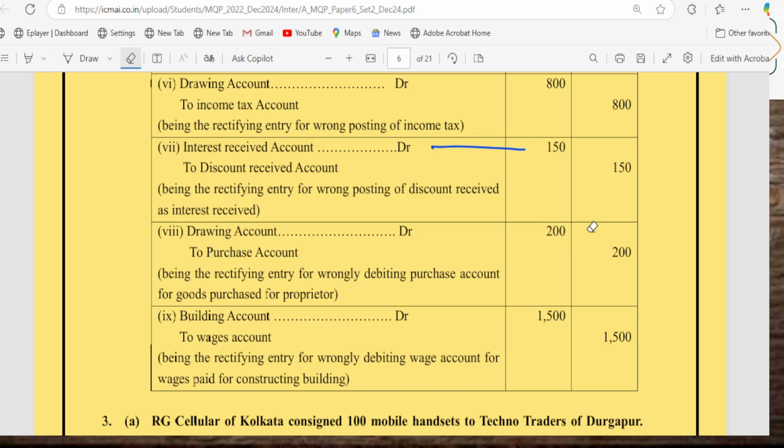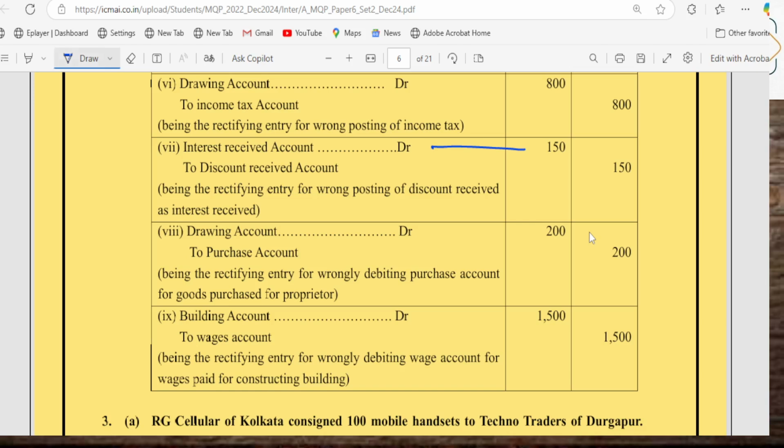When you pay wages for constructing building, the capital expenditure. Wages for constructing building should be debited to which account? Debit it. Wages for constructing building you should debit to which account? Wages construction க்கு pay பண்ணா, which account debit பண்ணுவீங்க? Asset account, building account, debit now. It is wrongly debited to which account? Just remove that. To wages account.